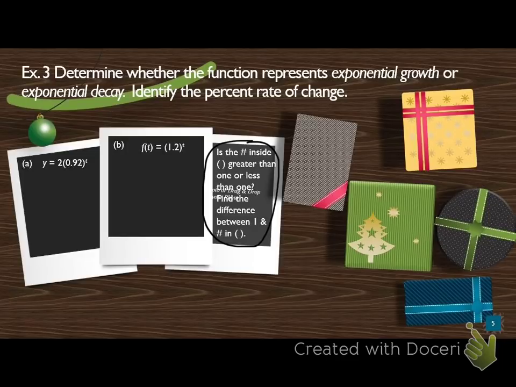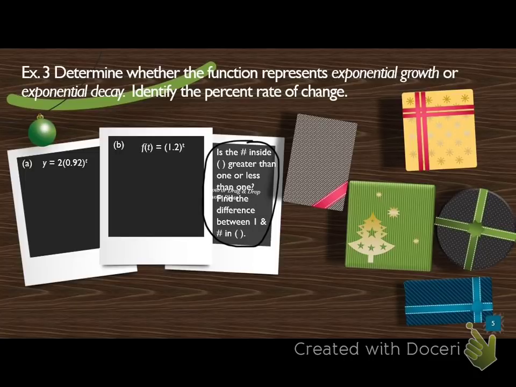Because remember, in the formula, it's 1 plus r if it's a growth, it's 1 minus r if it's a decay. So, if the number in the parentheses is greater than 1, then we obviously have added a growth rate. If the number inside the parentheses is less than 1, then we have subtracted a decay rate. So that's why it's very important. We're going to look at the number inside of the parentheses, and it's going to tell us a lot.